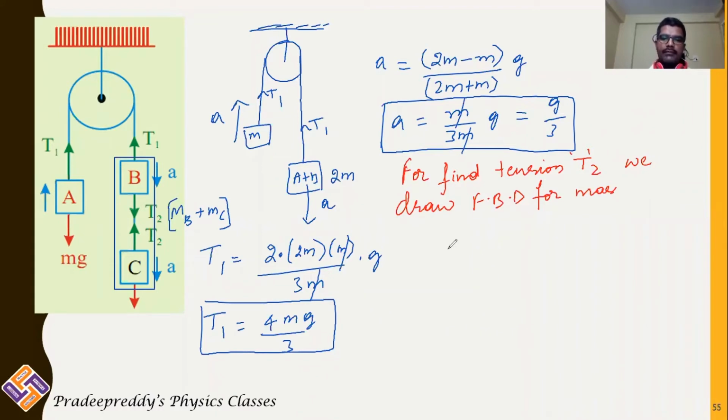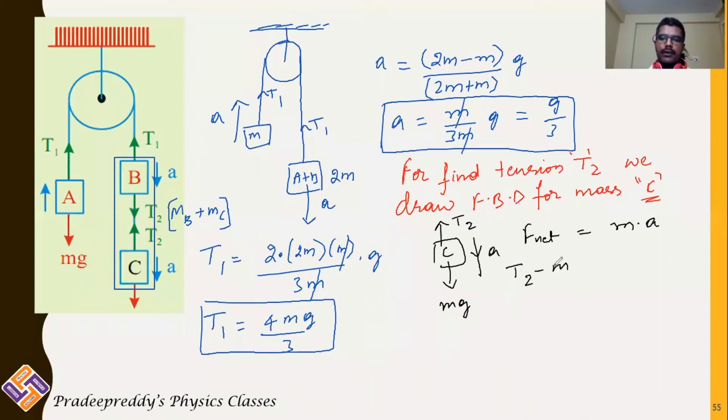If you draw the free body diagram for this mass C, there is gravitational force acting in downward direction, that is mg, and there is tension T2 upward. Overall, the body is accelerating in downward direction. These are the forces acting on this mass C. Therefore, F net is equal to mass into acceleration A. That acceleration is the common acceleration. F net is the sum of the forces, that is T2 minus mg is equal to ma.